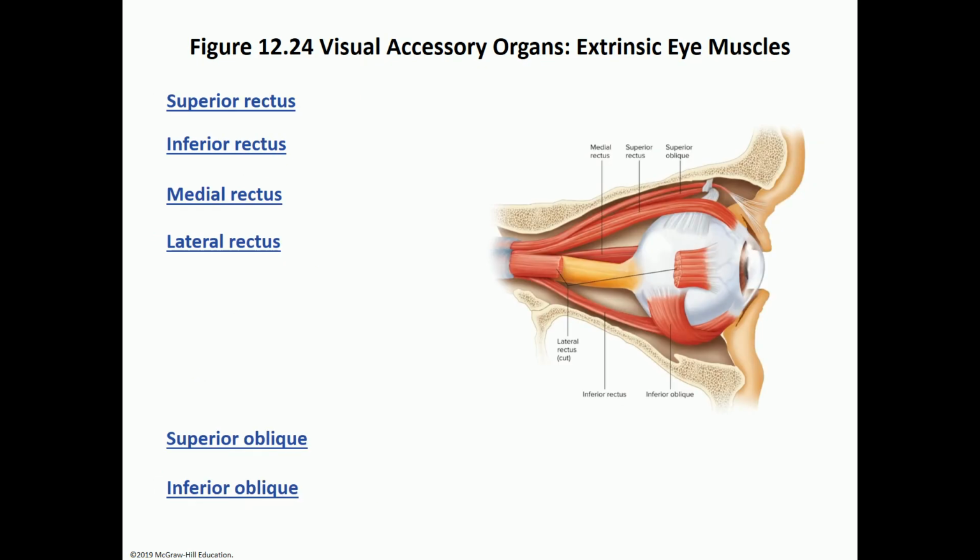For the extrinsic eye muscles, again, those are muscles that are all attached to the sclera of the eye, which is the white portion, and they allow for movement of the orbit. There are 4 recti muscles, so superior, inferior, medial, and lateral rectus muscles. And then 2 obliques, there's a superior oblique and an inferior oblique muscle.